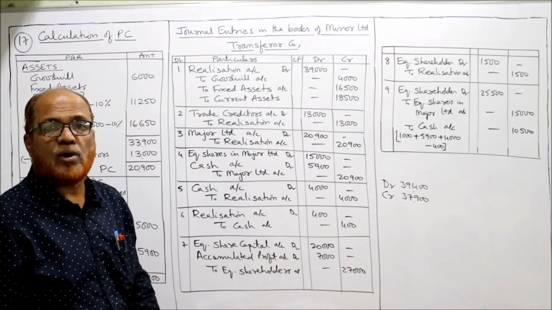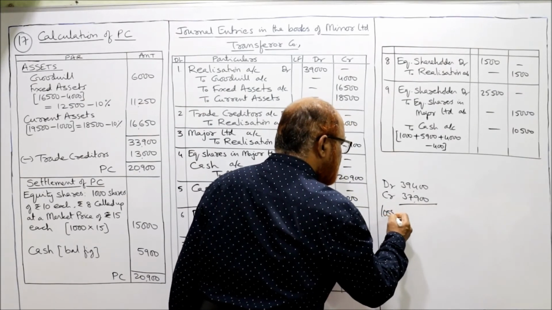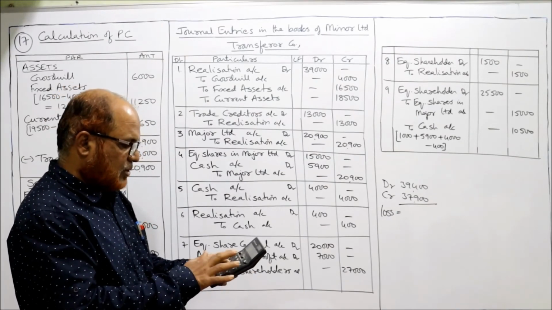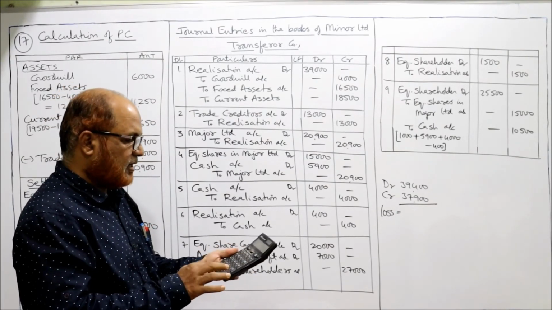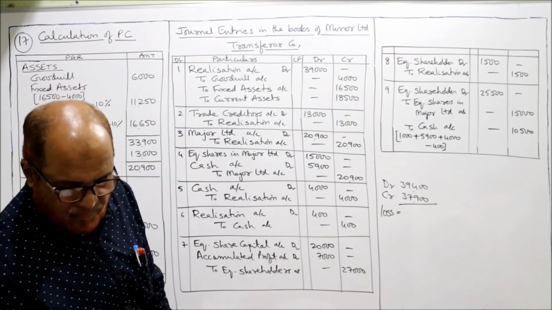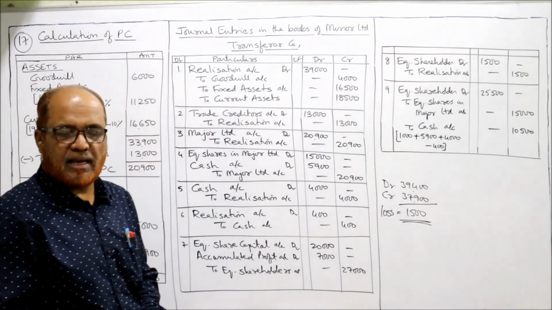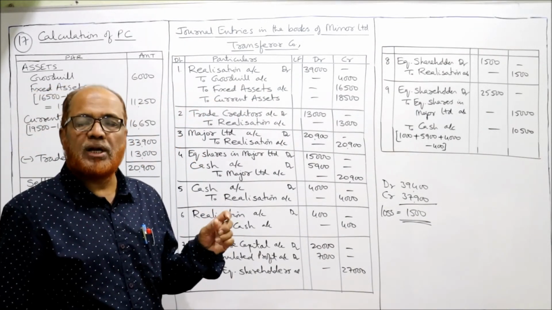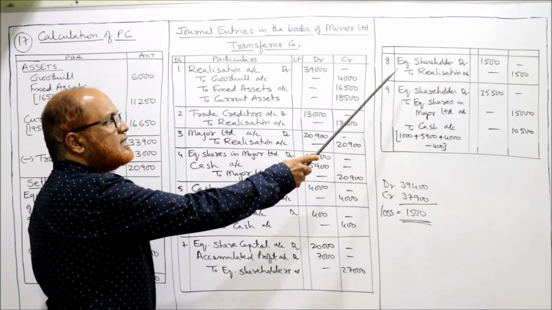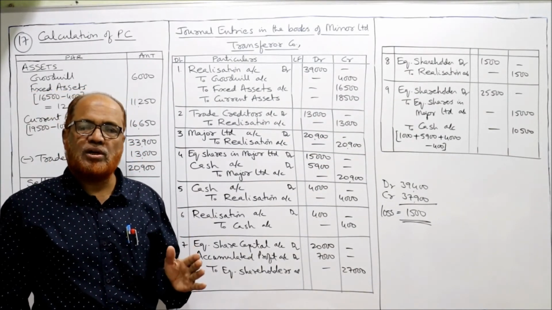Debit balance is 39,400. So debit side is more. Debit side is more का मतलब हो गया है loss. When debit side is more, it is a loss. Now find out 39,400 minus 37,900. You are getting 1,500. This 1,500 is the loss. The entry for loss on realization is equity shareholders account debit to realization 1,500, being the loss on realization.